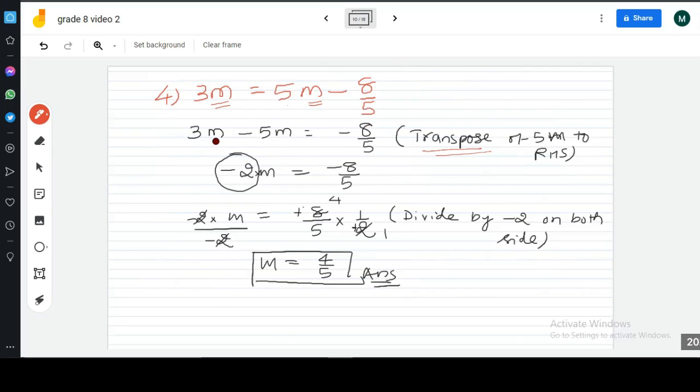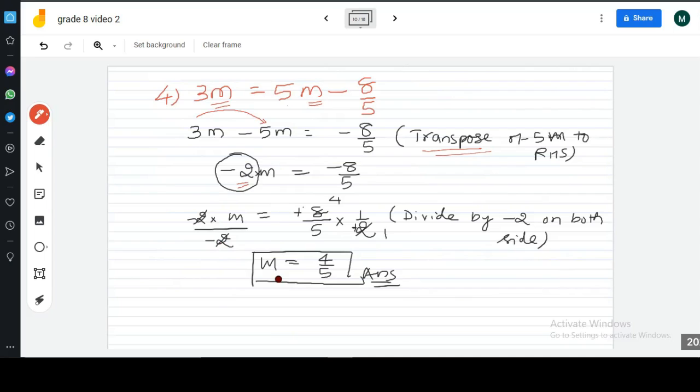So again, taking the difference of 3m and 5m is nothing but taking the difference of the coefficients. So it is 3 and 5. So 3 minus 5 will give us minus 2. So minus 2m equal to minus 8 by 5. So again, to remove this minus 2, which is a multiple of the variable m, we need to divide by minus 2 on both sides, right? So dividing by minus 2 on both sides, on the left side this minus 2 will get cancelled.